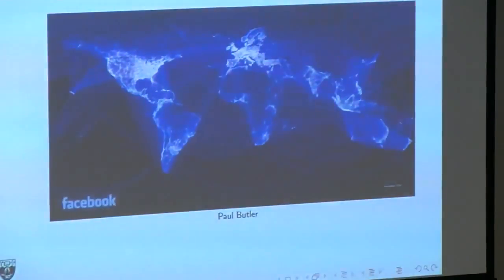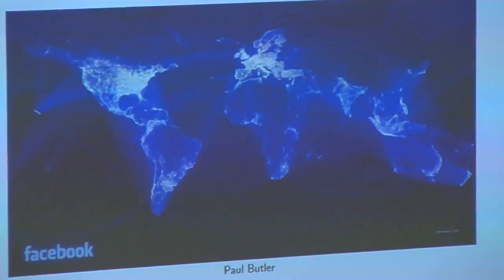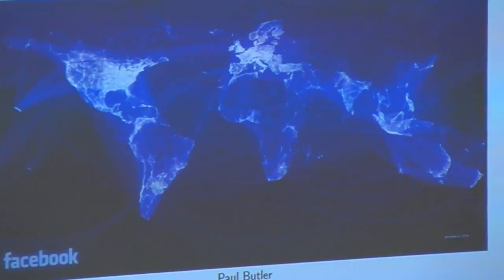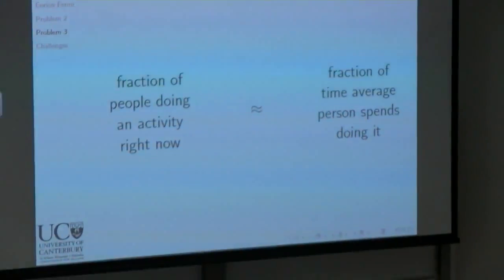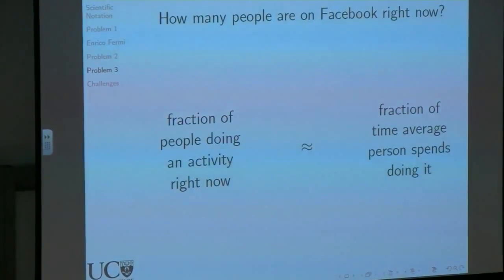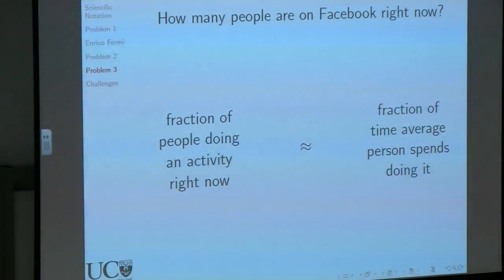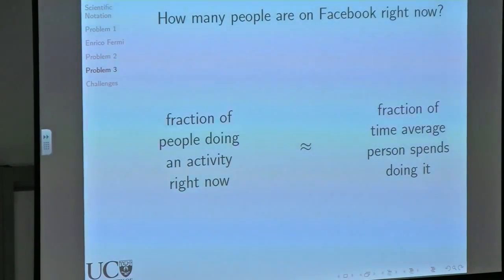Okay, so this question illustrates a really nice principle, which is a little bit deep. It takes a little bit of thought, and it's the following. The fraction of people doing an activity right now is roughly equal to the fraction of time the average person spends doing it. That shut you all up, didn't it? So you've gone very quiet.